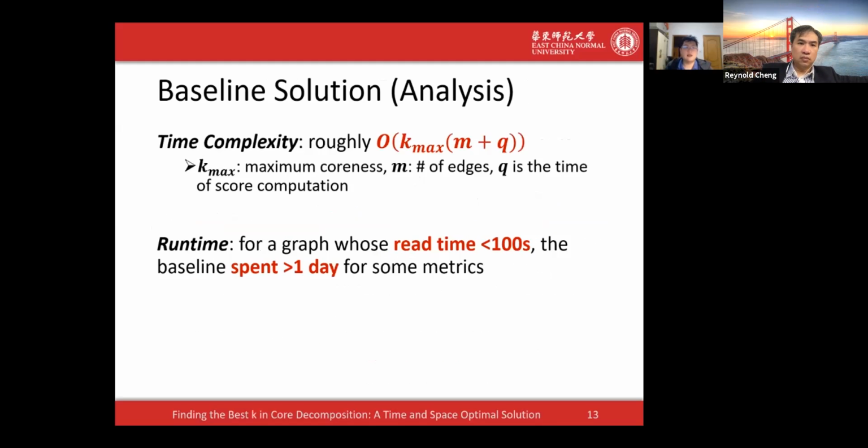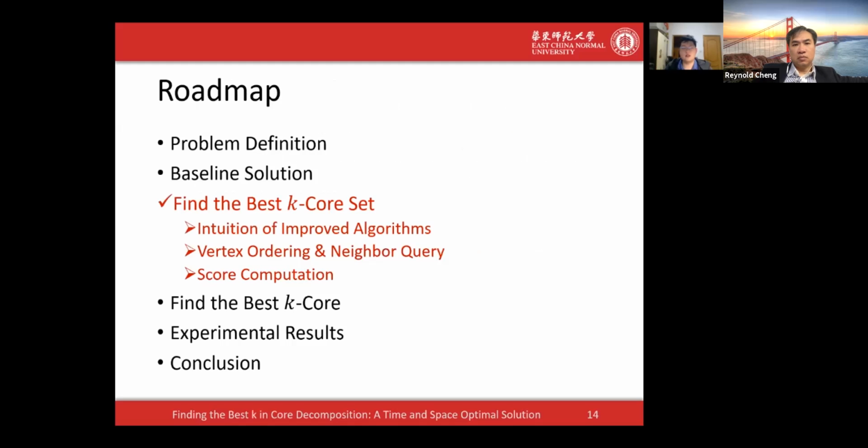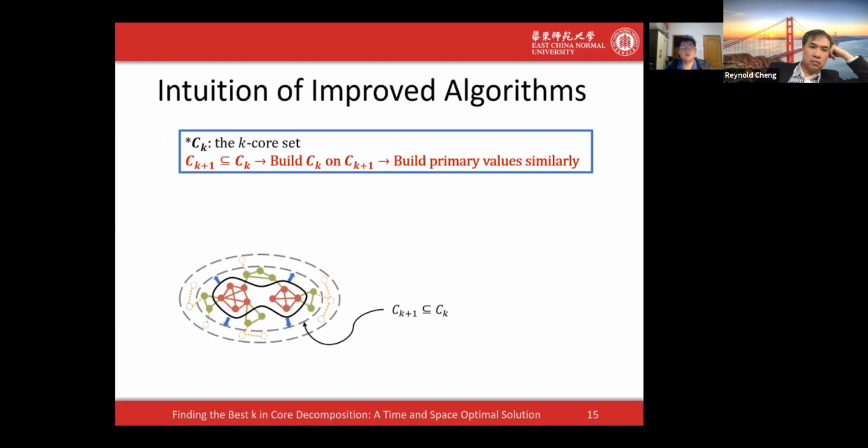The baseline runs in O(kmax · (n + m)) time, and we found that for a graph whose read time is less than 100 seconds, the baseline spends more than 1 day for some metrics, and it's a huge cost. Next, I will introduce the solution to find the best k-core set.